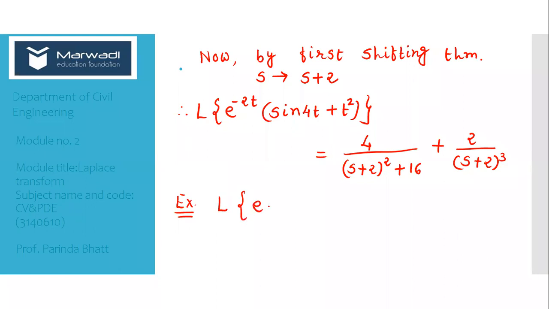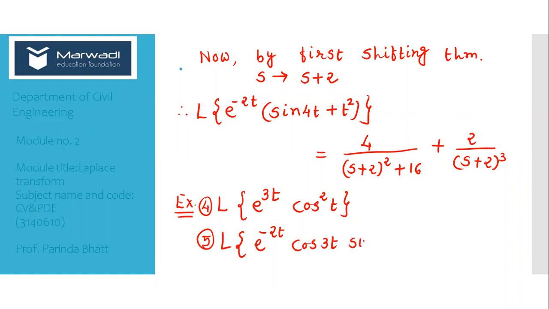Laplace of e raised to 3t cos square t, and I think this is third one, this is fourth and fifth. Laplace of e raised to minus 2t cos 3t sine t. Right? These two questions you can do yourself using the trick of the formula. Do it, everyone.